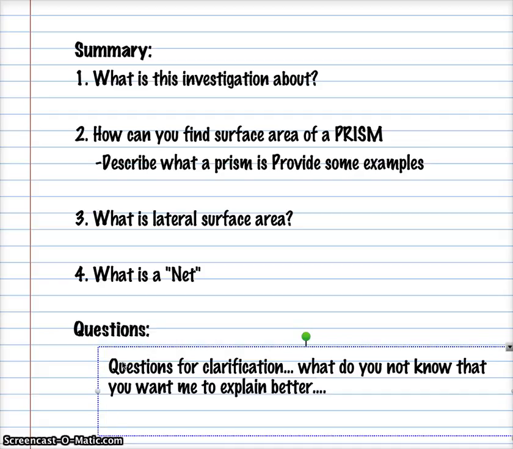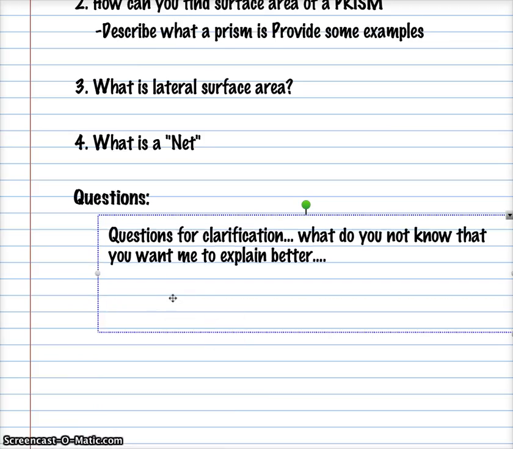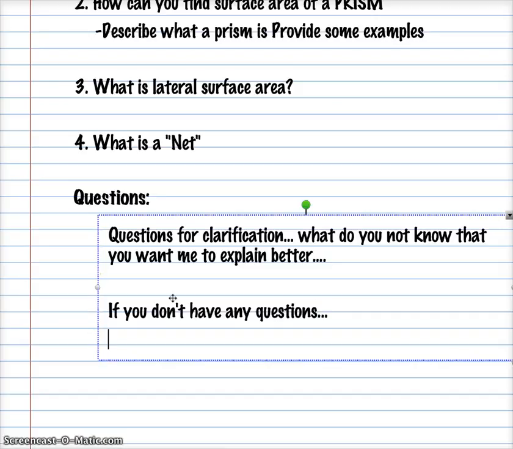Now, if you're the type of person that says, I don't have any questions, then you are going to write questions about this. So write questions that you think others will have.